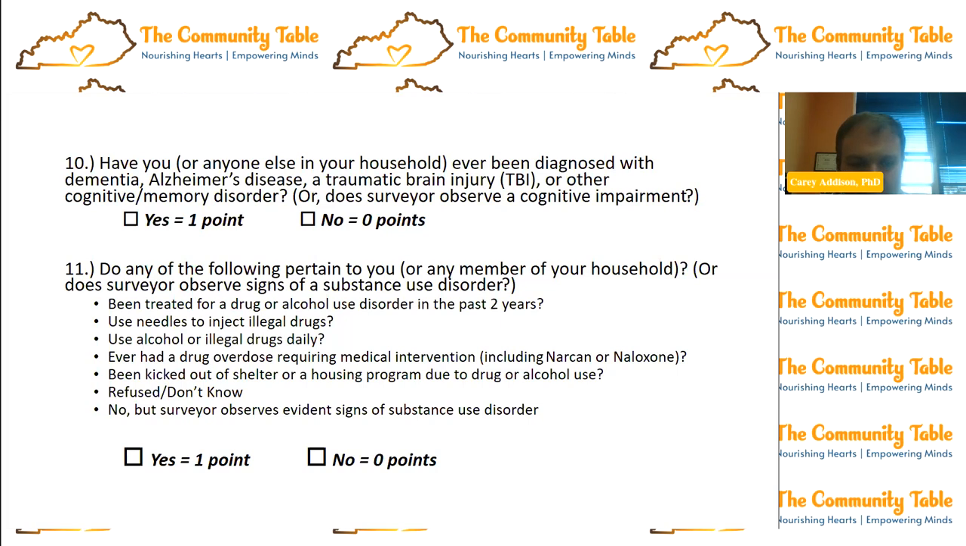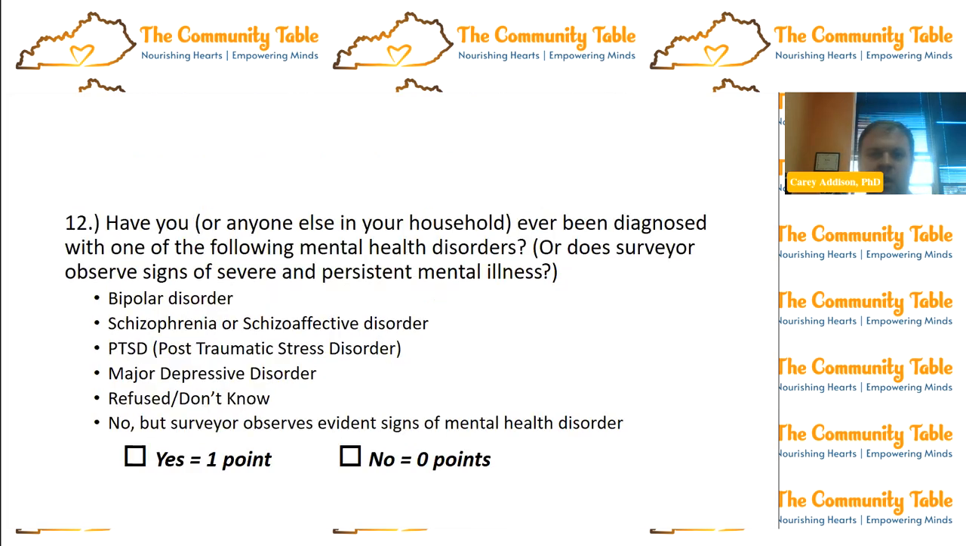And again, we added an observation question as well. So things like someone openly denies substance use, but you can see they have needle marks on their arms, or it's 10 o'clock in the morning and you smell alcohol on their breath and their speech is slurred. Things like that give us an opportunity to note it if a client is not willing or aware of sharing those things.